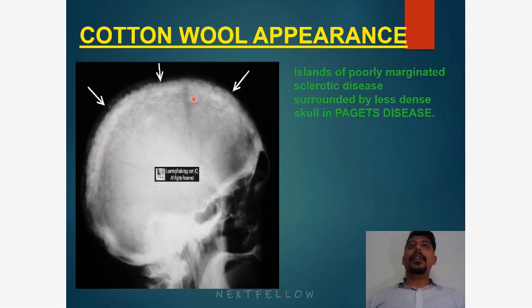Cotton wool appearance. Islands of poorly marginated sclerotic disease surrounded by less dense skull in Paget's disease. So this is the characteristic feature: cotton wool appearance is seen in Paget's disease.